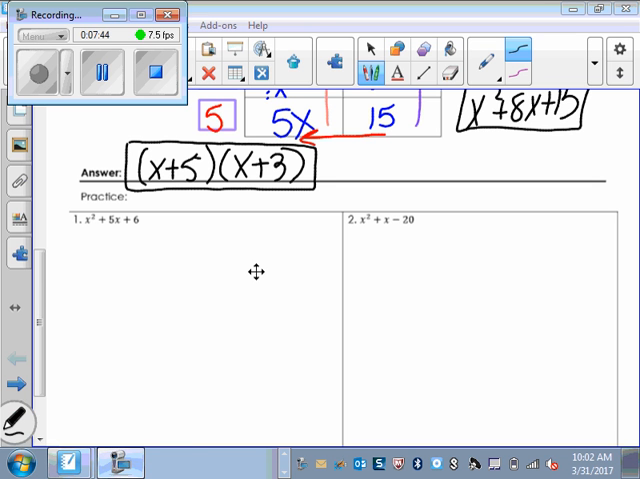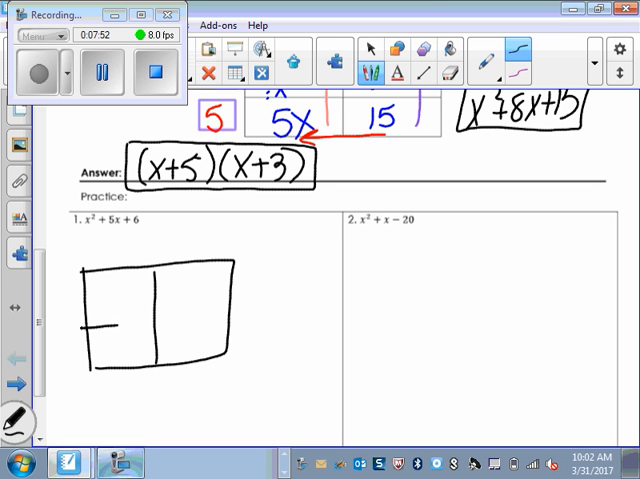Okay, so for x squared plus 5x plus 6, I'm going to draw my box. And I'll make sure to write x squared on this top left box and 6 on the bottom left. Oh, sorry, the bottom right. And then I need to multiply 1 times 6, which gives me 6. So I need to find all the factors of 6. So I have 1 and 6, 2 and 3, and that's it.